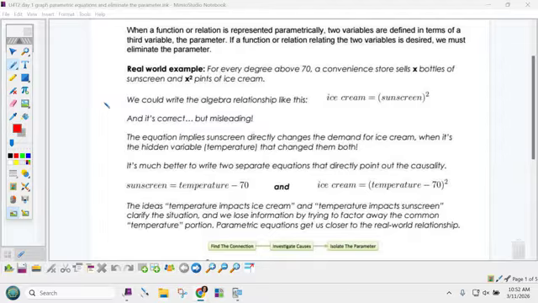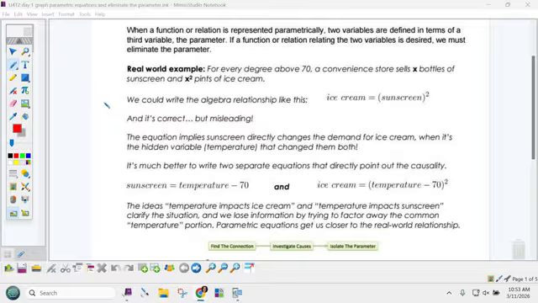So here's an example. For every degree above 70, a convenience store sells X bottles of sunscreen and X squared pints of ice cream. So we could write an equation that says ice cream equals sunscreen squared. But it's kind of misleading because does the input of sunscreen really affect the output of ice cream or vice versa? We have no information there about the temperature being above 70.